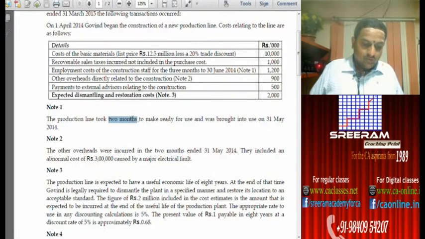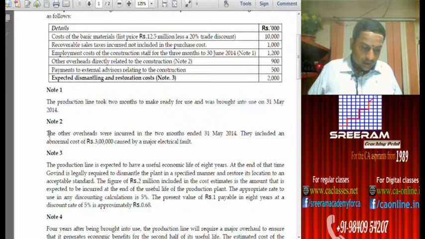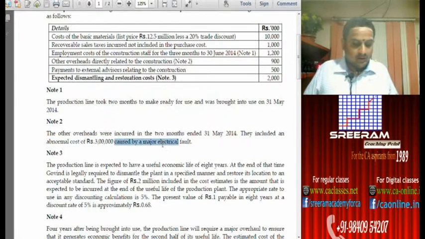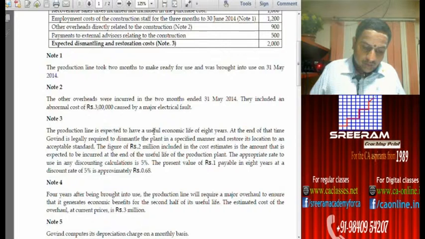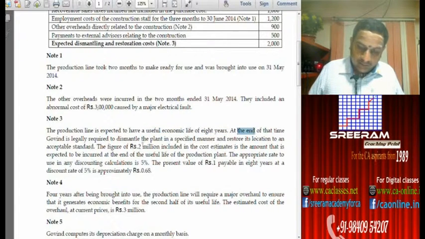The production line took 2 months to make ready for use and was brought into use on 31st May. Other overheads were incurred in the 2 months ending 31st May. They included an abnormal cost of 3 lakhs caused by a major electrical fault. The production line is expected to have a useful life of 8 years. At the end of the time, Govin is legally required to dismantle the plant in a specified manner and restore its location to an acceptable standard.